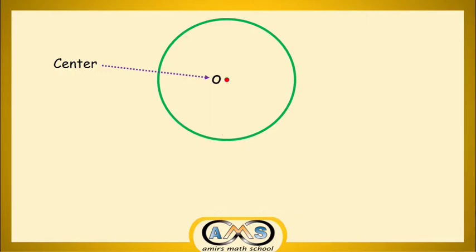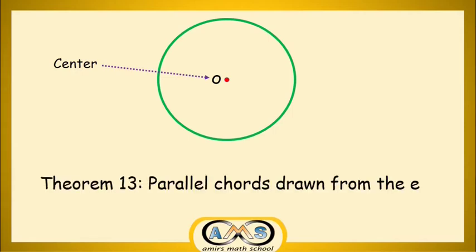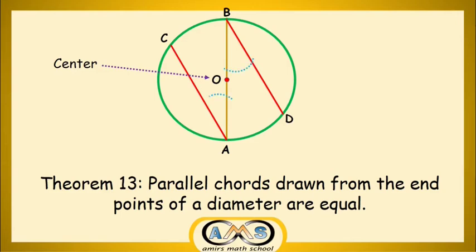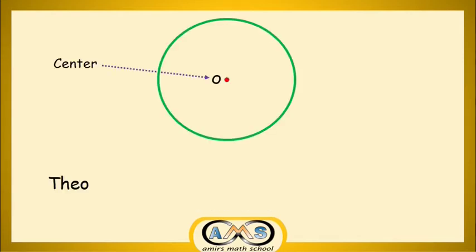Again, O is the center of the circle. And theorem number 13: parallel chords drawn from the end points of a diameter are equal. For any diameter AB, if we draw two parallel chords AC and BD, those two chords AC and BD will be equal. If AC and BD are parallel, in that case these two angles will be equal. Finally, we get AC equal to BD. Again, O is the center.